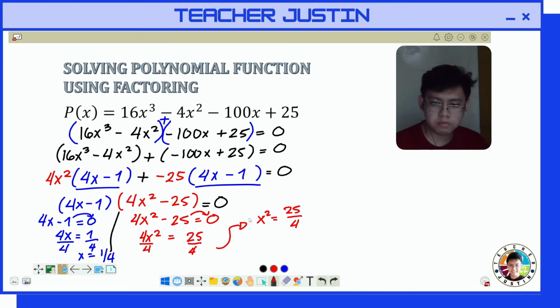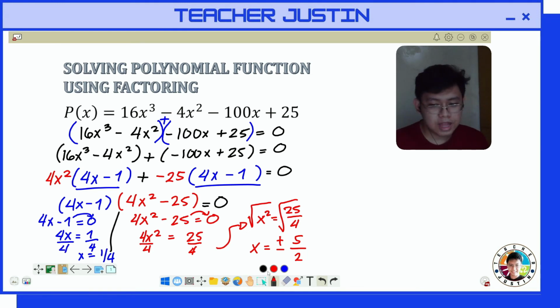Let's remove the exponent by getting the square root of both sides. So we will have x is equal to, since we apply the square root property, we need to get both positive and negative roots of the square root of 25 over 4. Now, in getting the square root of a fraction, we get the square root of our numerator and the square root of our denominator separately. So the square root of 25 is 5. The square root of 4 is 2. So our value of x for this equation will be positive negative 5 over 2.